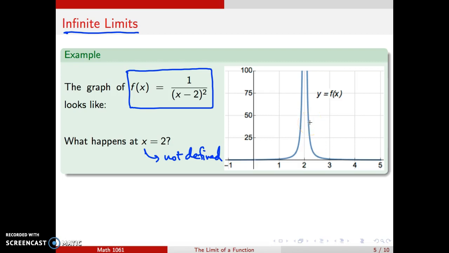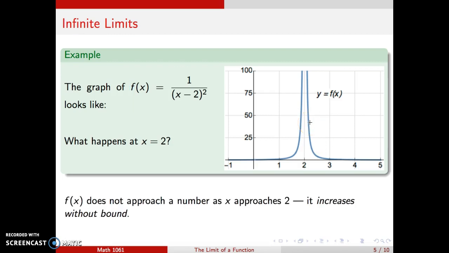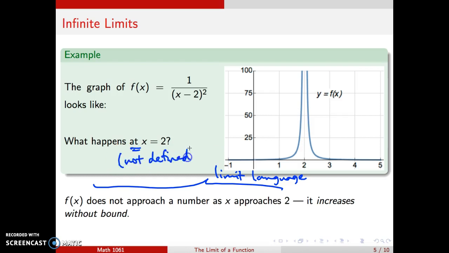And so mathematically, talking about limit language here, what we say is it does not approach a number as x approaches 2. What happens at x equals 2, again, is not defined. What happens near, it increases, we say, without bound, which just means it gets bigger and bigger and bigger. Whatever number you pick, the biggest number you can think of, I can choose an x value such that this is bigger than it. And it's the same from the left and from the right.